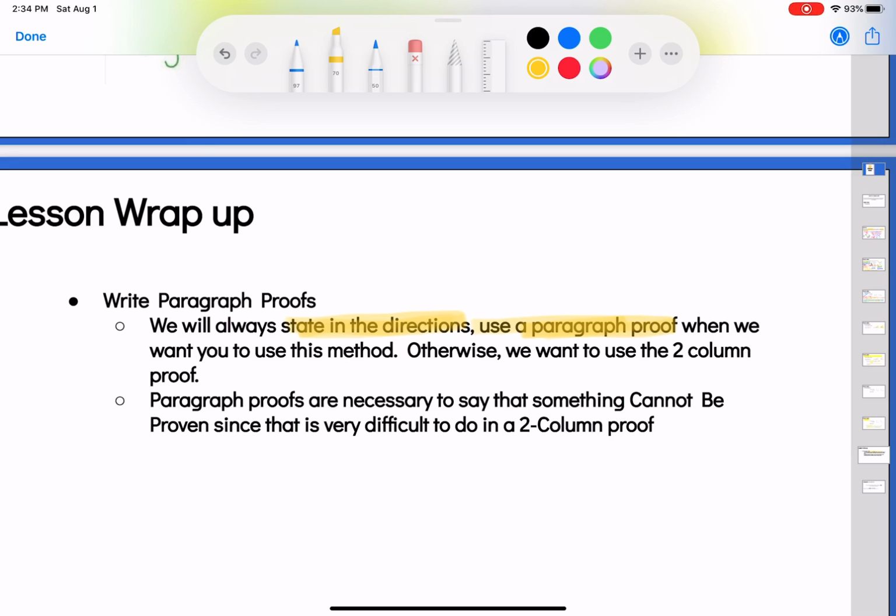You'll do better. You'll get them more correct. It'll be easier to grade, but there are those specific situations where we need paragraph proofs, so that's why we have to do this lesson. Paragraph proofs are necessary because the ones that cannot be proven are the ones that we have to do with a paragraph. That's why we got to learn it, okay? Don't forget to ask yourself, have I included the why?